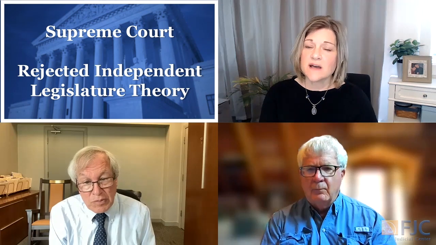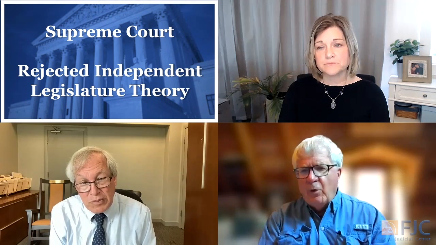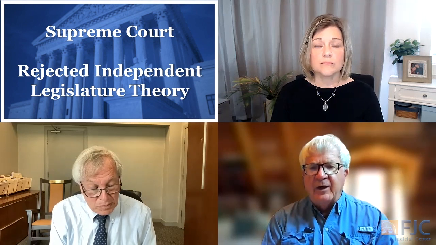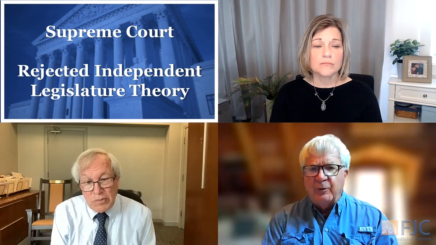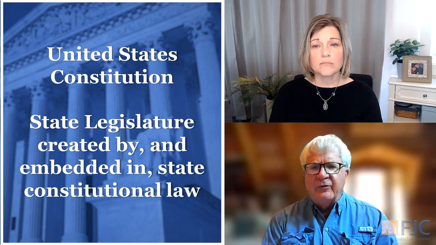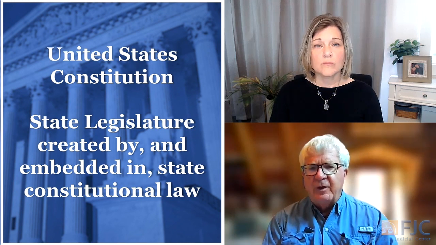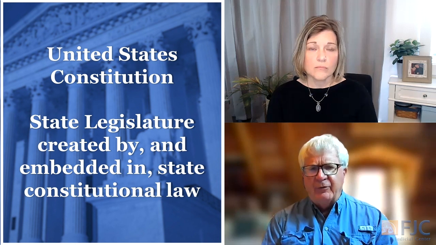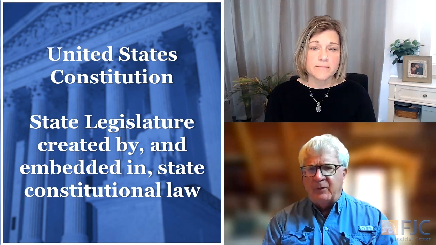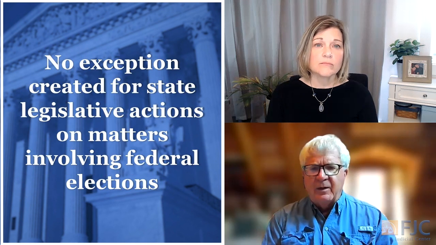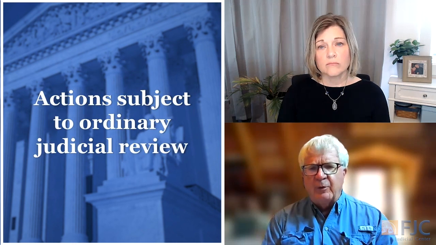Michael, what did the court say and how did they get to that point? So the court rejected the argument that state courts cannot engage in judicial review under the state constitution. It did so largely on the ground that when the U.S. Constitution refers to the state legislature, it is referring to a body which is created by and embedded in state constitutional law, and that there's no reason to think that the U.S. Constitution has an exception for this particular area. And so ordinary judicial review proceeds.